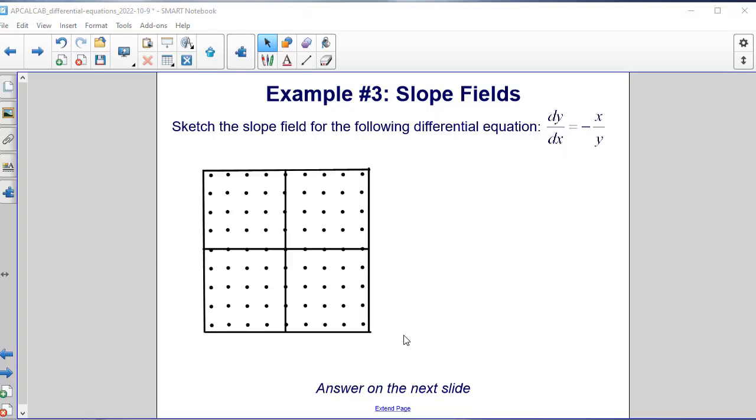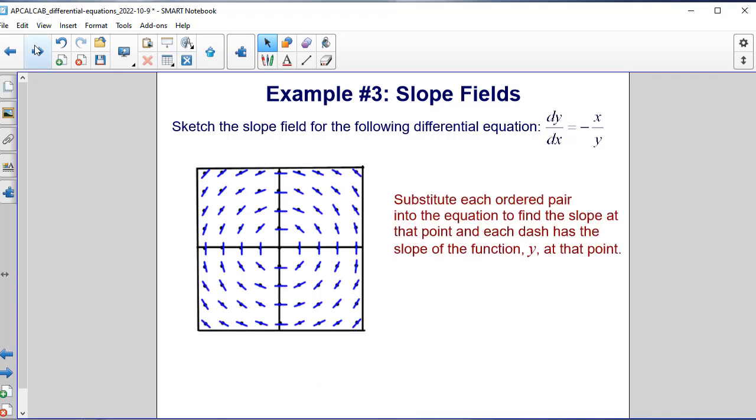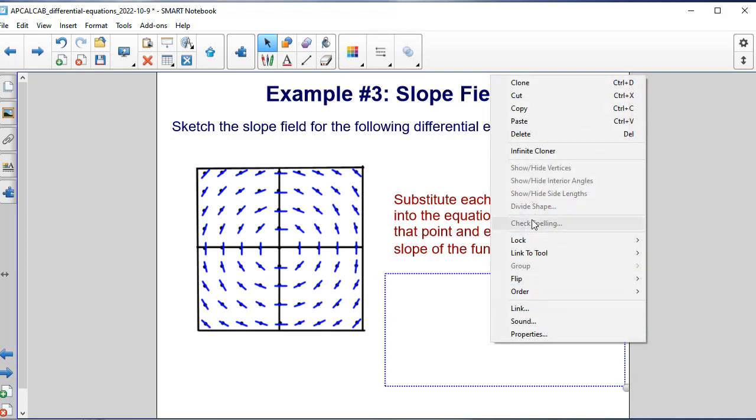Example number 3, slope fields. Sketch the slope field for the following differential equation: dy/dx is equal to negative x over y. To do this problem, we substitute each ordered pair into the equation to find the slope at that point, and each dashed line has the slope of the function y at that point. Let me give you a couple examples to follow.